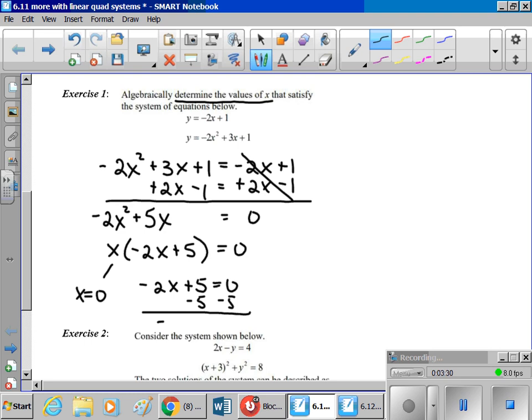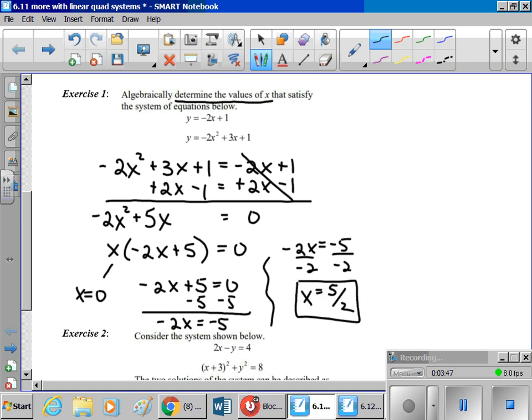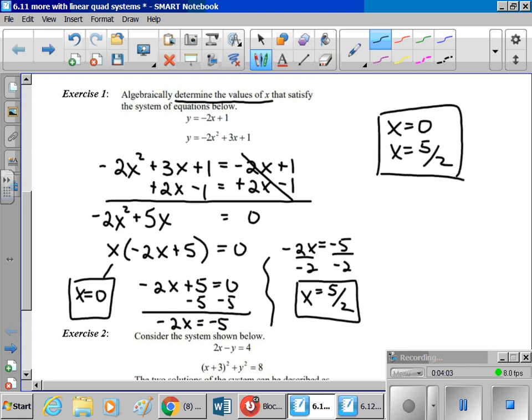Minus 5 from both sides. Minus 2x is equal to negative 5. Divide both sides by negative 2. So let's just bring it up here. And x equals 5/2. So here are my answers. X equals 0 and x equals 5/2. Make sure that if it's not obvious, you write down your answer over here and put it in a box so it's easy to see what your answer is.